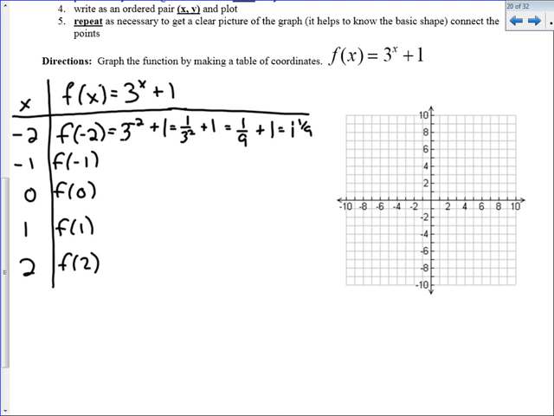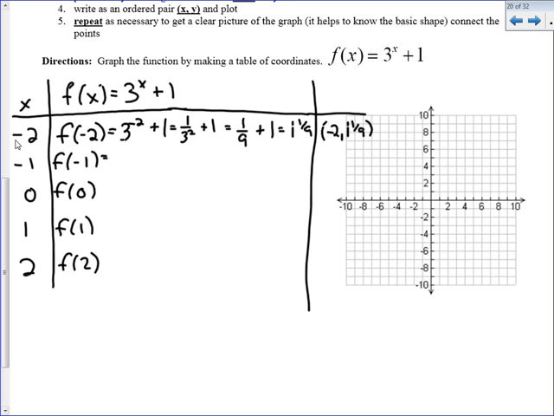So if I were to write this as a point, because we're going to be plotting points, the x value, now if you didn't make a table, the x value is in the parentheses next to the function. So -2, and when I evaluate my function notation, 1 and 1/9. That's the point I'm going to be able to plot. And we're going to repeat.